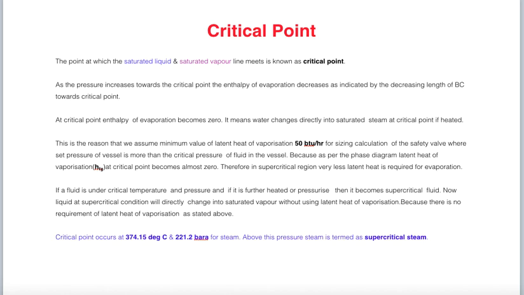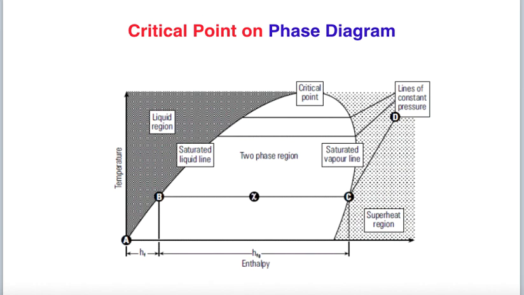So come to the point. What is critical point actually? The point at which the saturated liquid line and the saturated vapor line meet is known as the critical point. You can see in this phase diagram, this is the saturated liquid line and this is the saturated vapor line. These two lines meet at the critical point.